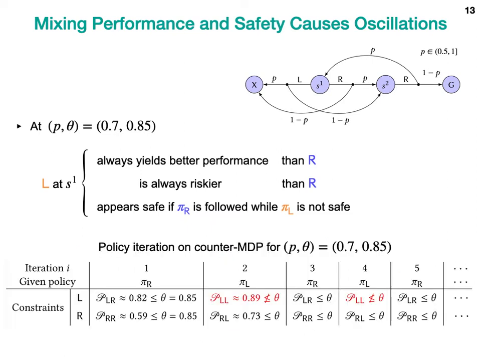A consequence is that in this policy iteration that starts with the policy pi R, it chooses pi L alternately, since L appeared to be safe when pi R is followed at the odd-numbered iterations. So we cannot get convergence in this case, meaning that the fixed point property doesn't hold. So it is required to choose safe actions more conservatively, as unsafe actions can appear to be safe.